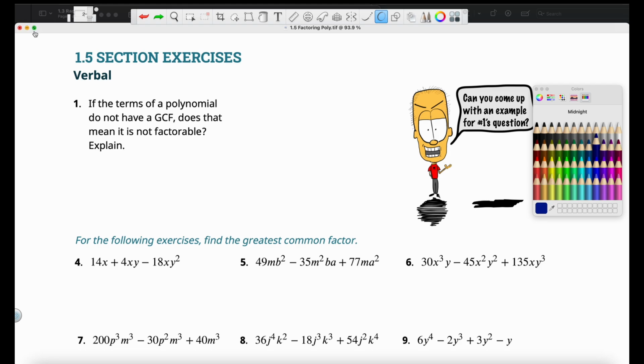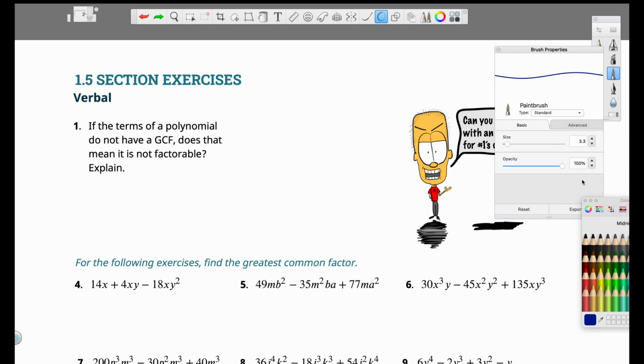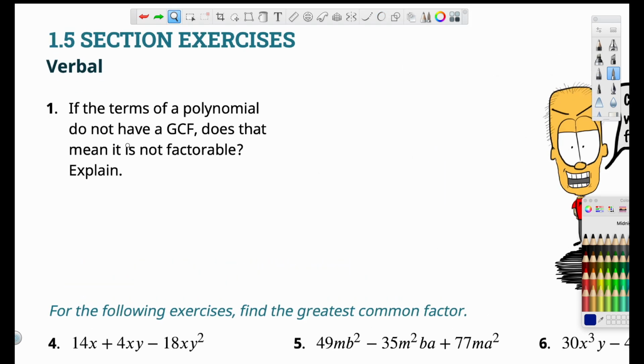In this video, I'm going to go over some solutions for 1.5. In this section, we're factoring. So let's just jump right on in here. I'd like you guys to answer these verbal questions. I feel like they're just easy to skip, but they're important. So let's take a look at this.